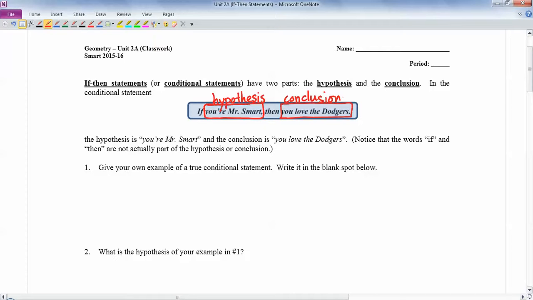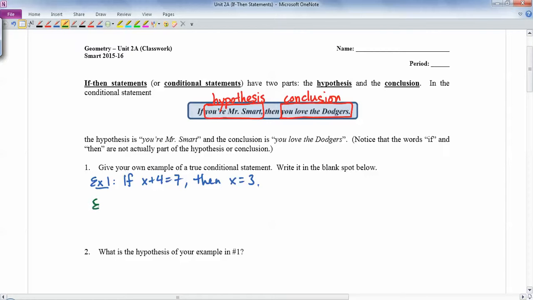Okay, so it says give some examples of some conditional statements. So you're supposed to come up with your own. I'm going to give you a few right here. So example 1, let's say, I'll do a couple of math ones. So if x plus 4 equals 7, then, well, you can solve that. X has to be 3, which is true. You know, that's true. I'll color code these.